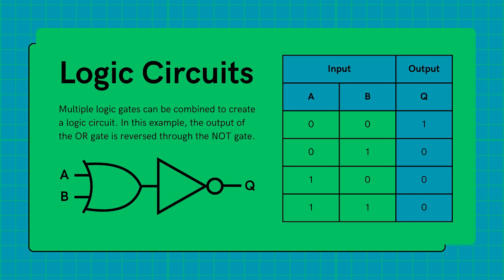Then the second row, when A is equal to 0 and B is equal to 1, the output of the OR gate will be 1, and the NOT gate is the opposite of the input, so it will be 0. The same thing there, so you can follow it. The third row, when A is 1 and B is equal to 0, is the same thing. So we have this circuit.